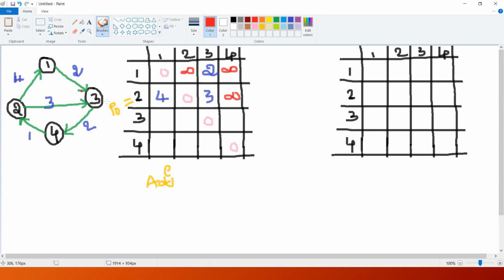Next 3 to 1. 3 to 1, is there any path? No, there is no path. Make it infinity. 3 to 2, is there any path? No, so make it infinity. 3 to 3 is zero. 3 to 4, is there any path? Yes, there is an edge from 3 to 4, which is of cost 2. Next 4 to 1, is there any path? No, there is no direct edge from 4 to 1, so make 4 to 1 infinite. 4 to 2, yes, there is an edge of cost 1, so make it 1. 4 to 3, there is no direct edge, so make it infinite.